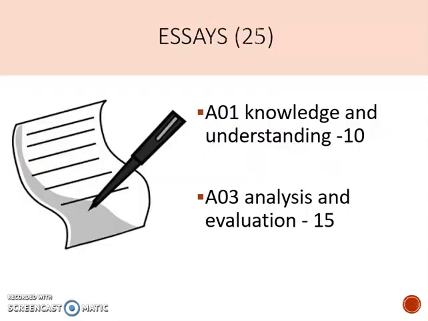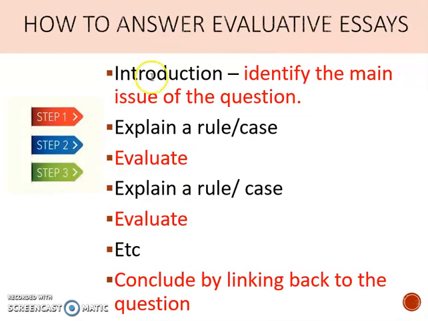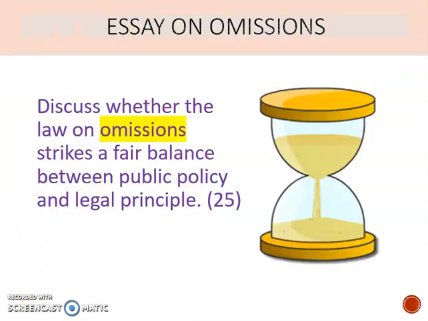In that situation, it'd be a different question, but it'd be the same marks available, and you would go through the exact same steps. Identifying the issue, explaining your first rule of murder, evaluating it, explaining the next rule of murder, and evaluating it. So it's always going to be this same structure, whatever the question you're looking at. But obviously this one, we've been focused on omissions today.